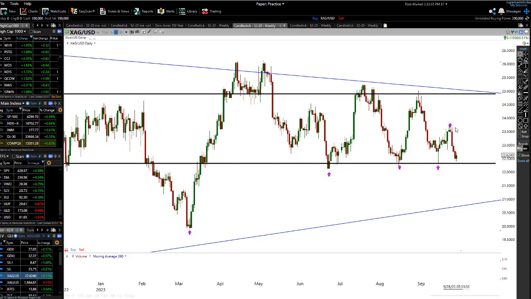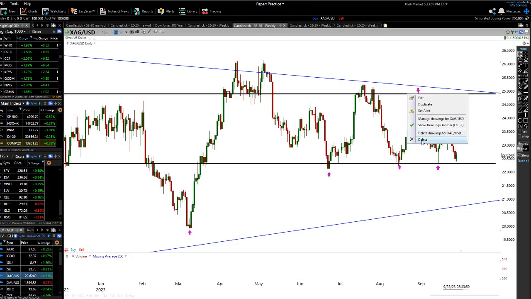Like that there. Let's have a look. Okay, cool. Right. So we made this significant lower high here compared to this high up here, as you can tell. Right. And that's where we're at right now.